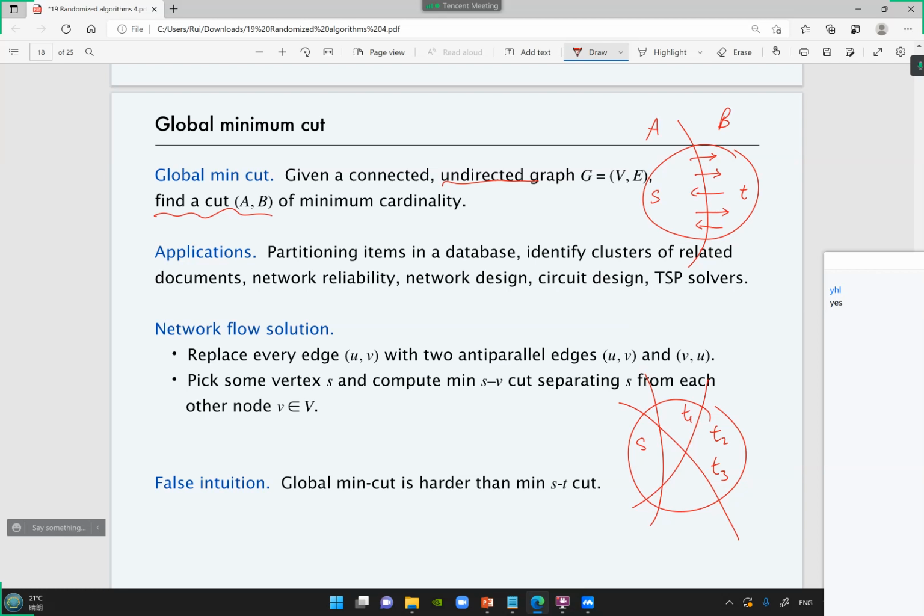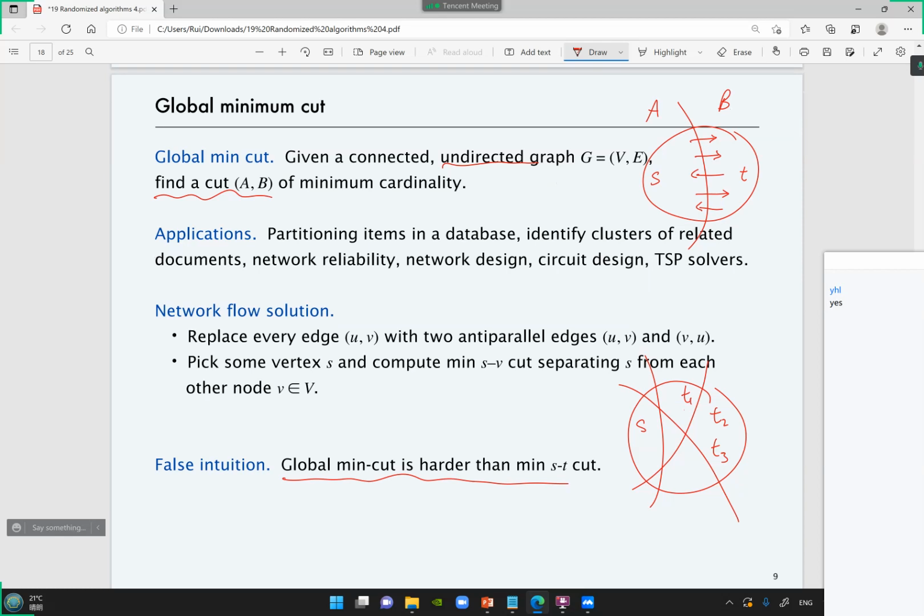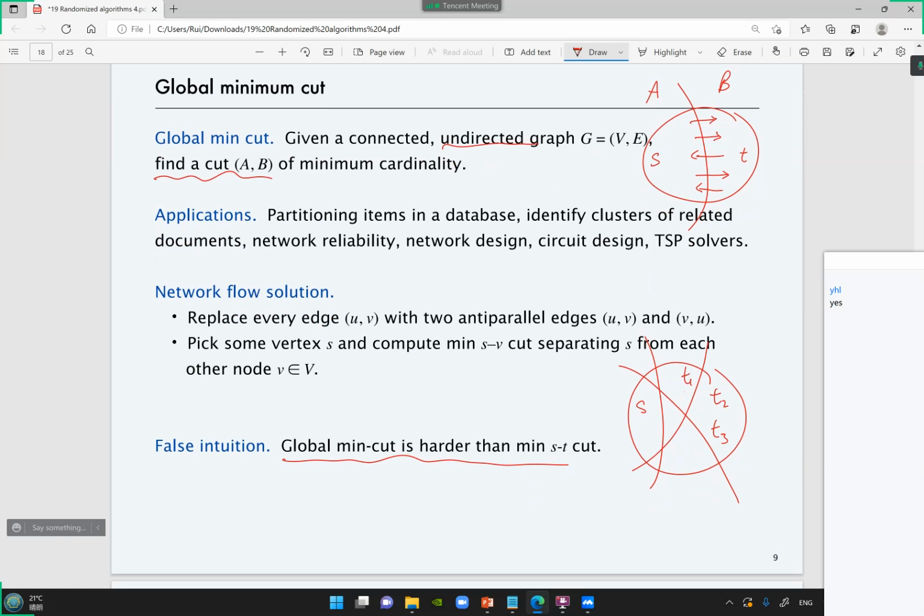However, if you do this, then you're going to have to run the ST cut algorithm order n times. And so this would make it seem like the global min cut problem actually takes longer to compute than the minimum ST cut problem. But this is actually not true, because what we're going to see is that you can actually compute the global min cut more efficiently than you can compute a minimum ST cut. We're going to give a randomized algorithm for global min cut, which is faster than computing the min cut between some particular pair of nodes, S and T.